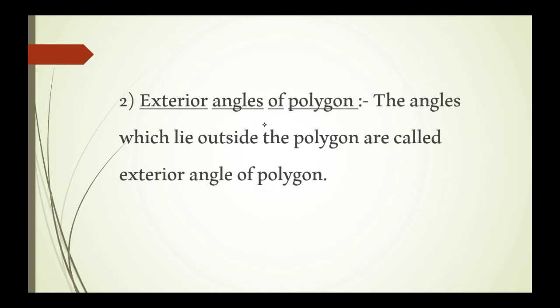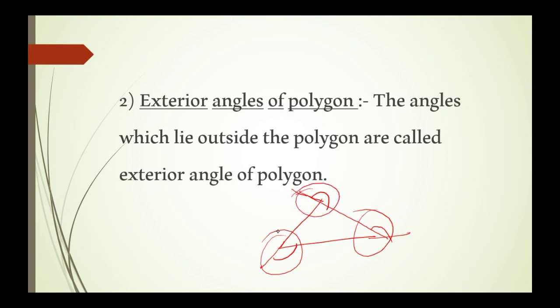Next, exterior angles of a polygon. The angles which lie outside the polygon are called exterior angles of the polygon. So, see, this is one exterior angle. This is one exterior angle. This is also one exterior angle. Three exterior angles are there. These are all called exterior angles of a triangle because they lie outside.